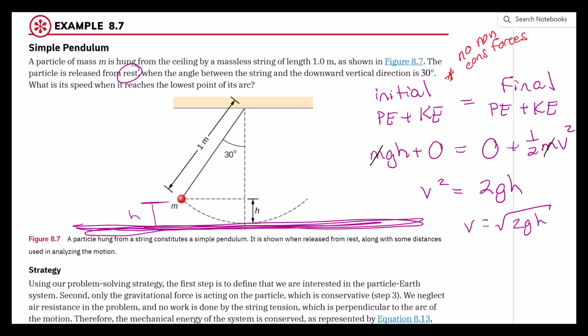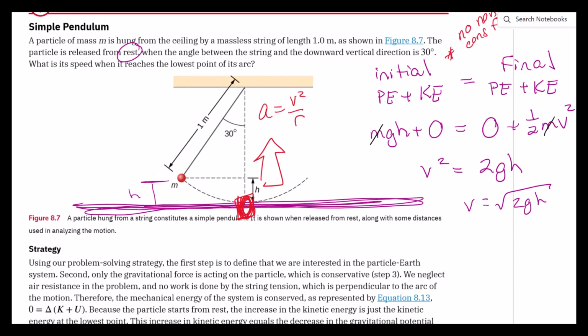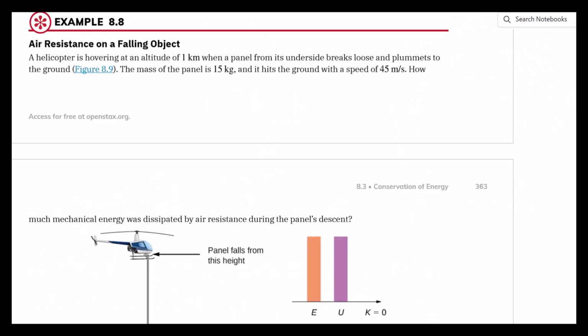So that's the velocity. If it asked me a question like, what's the acceleration of the ball at this position, I could say the acceleration is v squared over r. That's where that 1 meter might come into play. But really, this is just a real simple pendulum, a real simple way of looking at these problems. Every time you put these together, it would be initial potential plus kinetic equals final potential plus kinetic. And depending on the system, there could be different kinds of potentials and kinetics. I don't know if we're actually going to get into that, but we'll find out.